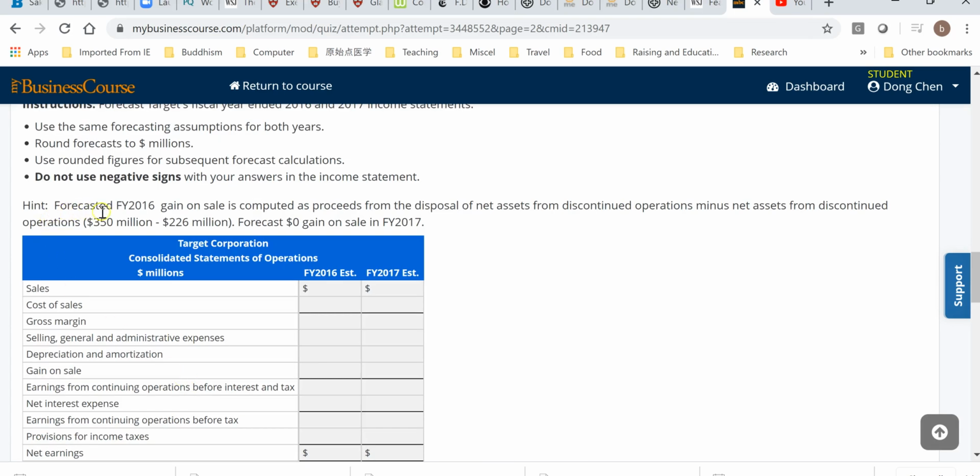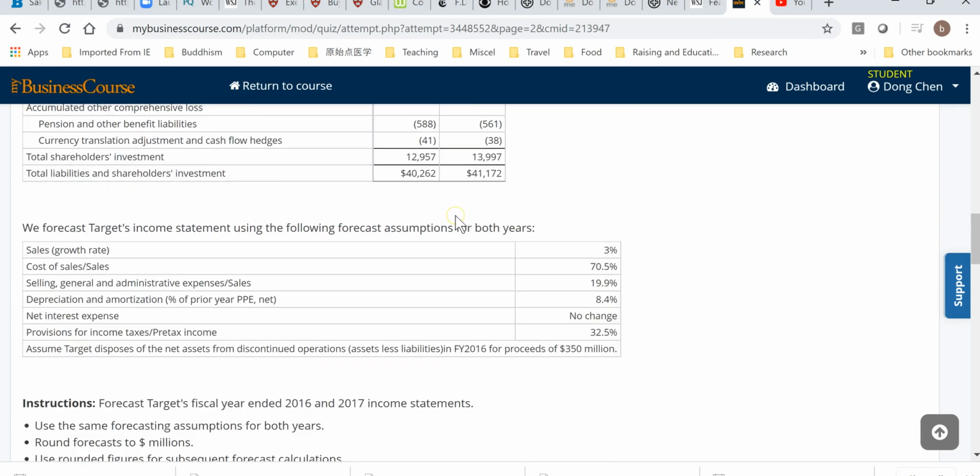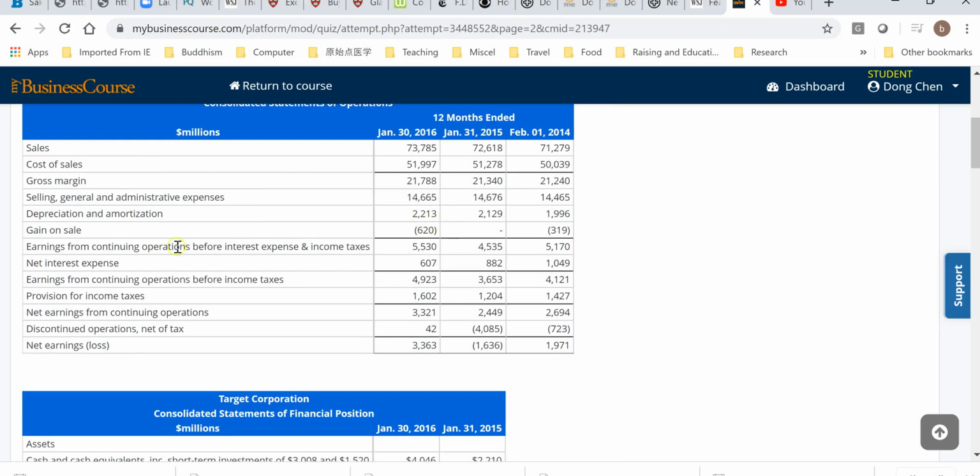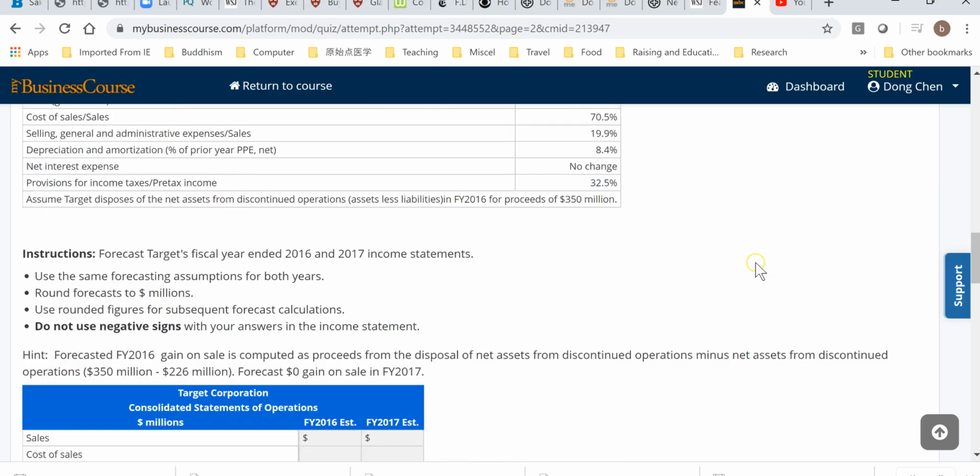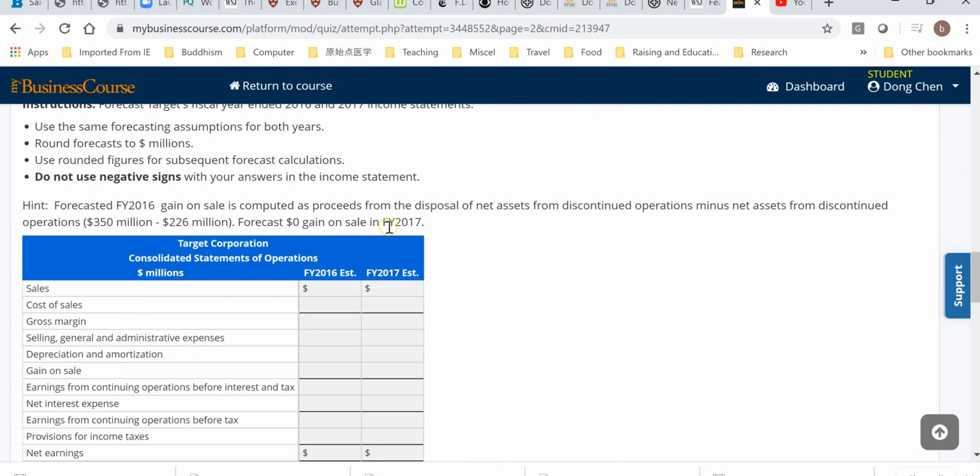A hint: forecasted fiscal year 2016 gain on sale is computed as proceeds from the disposal of net assets from discontinued operations minus net assets from discontinued operations. So this basically tells us how to fill in the blank for the gain on sale. So that's one item on the income statement. And for fiscal year 2017, that item is 0.